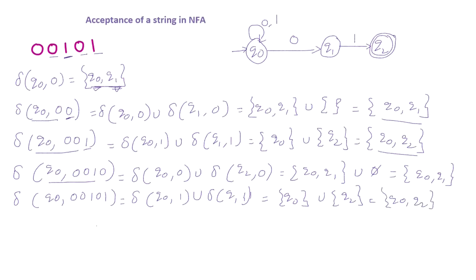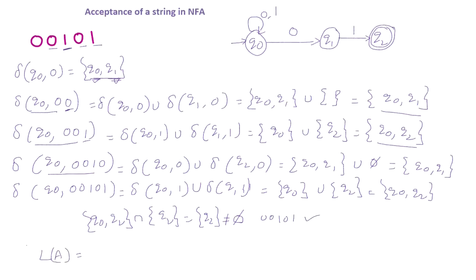Find the intersection with F. Q0 Q2 intersection with the final state, that is Q2, and you're going to get the result Q2. Now it is not equal to 5, so the string 00101 is accepted. Let us define the acceptance of a language NFA.